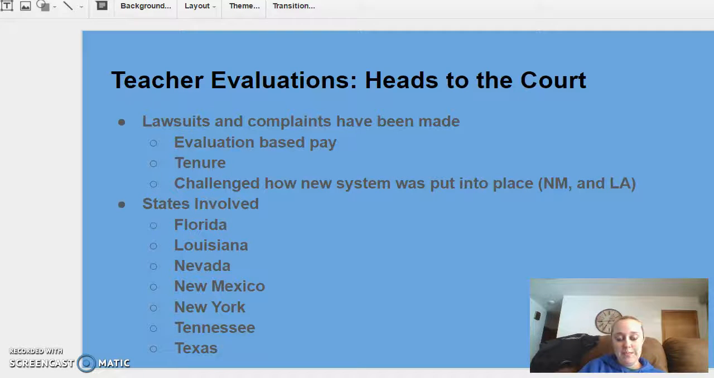Some lawsuits were based on tenure, and also New Mexico and Louisiana challenged how the new system was put into place, and they complained about that and made a lawsuit. The states involved were Florida, Louisiana, Nevada, New Mexico, New York, Tennessee, and Texas.